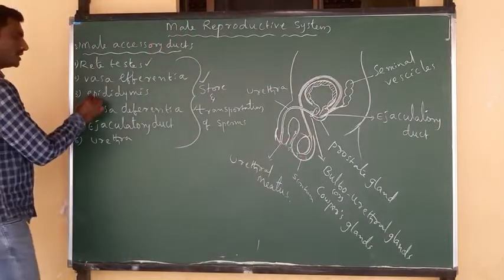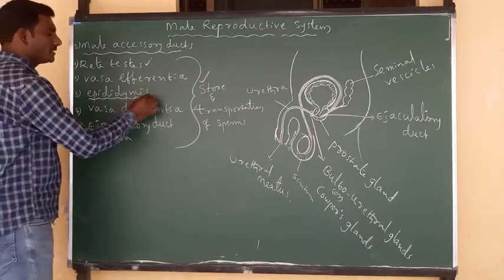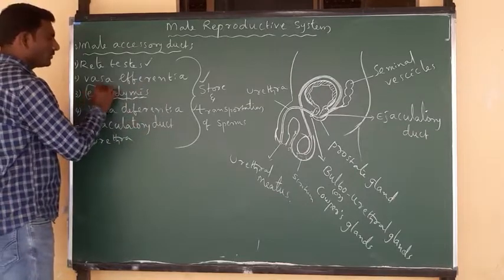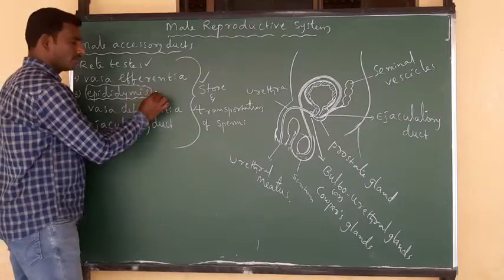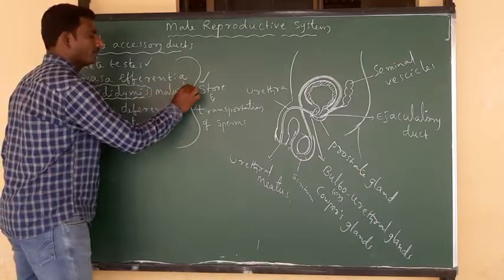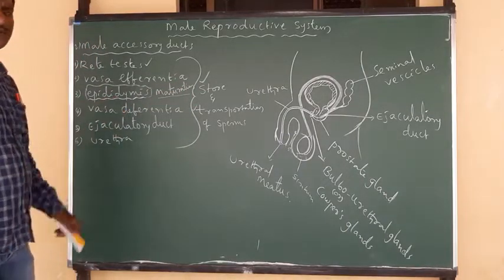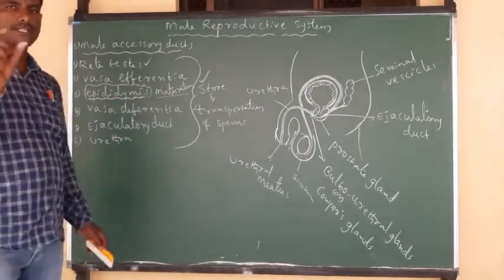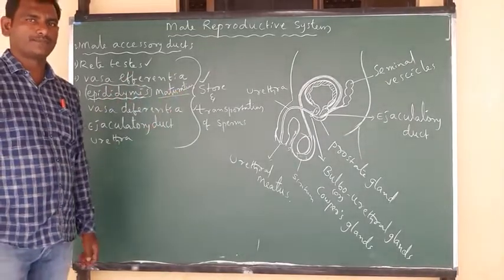Especially the epididymis has one more function. Inside the epididymis, sperm cells undergo maturation. Sperm cell maturation takes place completely inside the epididymis. So especially the epididymis's main function is to mature sperm cells.